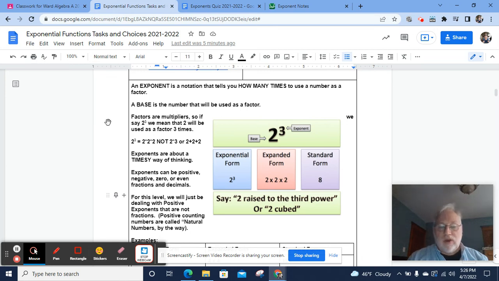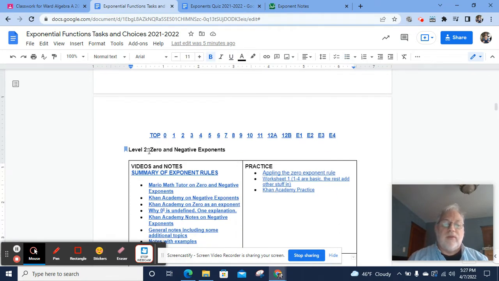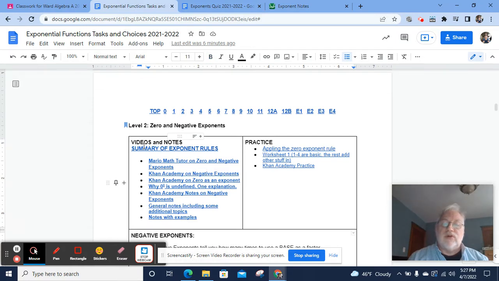Hi, this is Mr. Ward, and I'm going to talk about exponential functions level 2. And level 2 is going to talk about zero and negative exponents. And I've put a lot of resources in here, some practice and so forth.